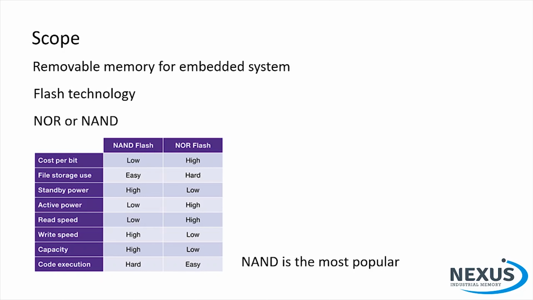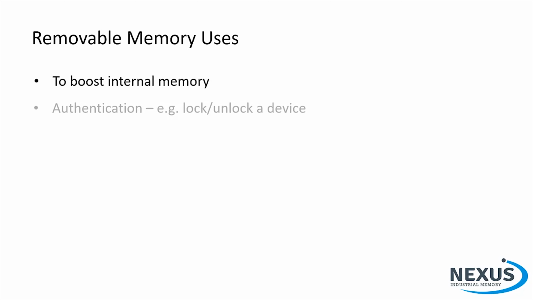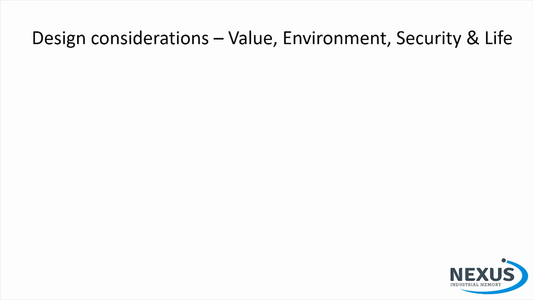So let's look at why you would use a removable memory device in an embedded system. In no particular order, the top 5 uses of removable memory devices are: to boost internal memory, user authentication, data storage, device configuration, and for upgrading a device with new software or firmware. So these are the main uses. Let's consider some applications and their associated design considerations in terms of value of the end product, the environment in which it operates, security aspects, and how long the product needs to be in service for.